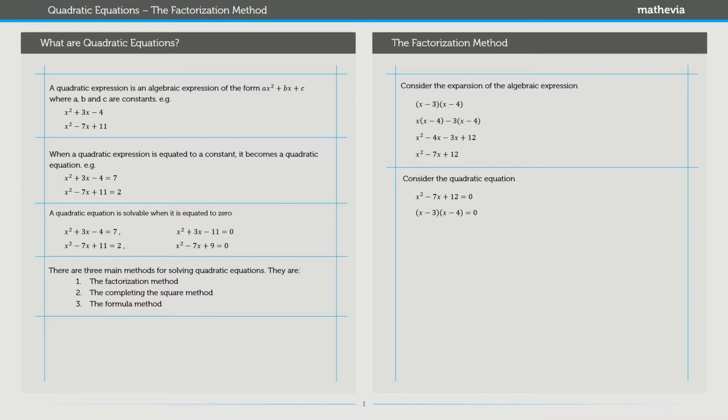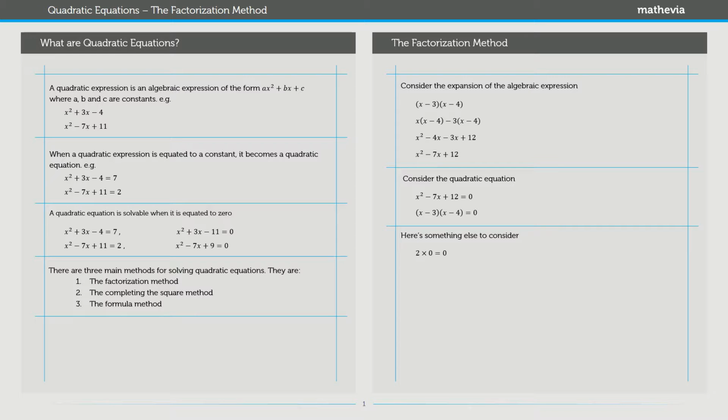Okay, so it will tell us that if you have a quadratic equation, x squared minus 7x plus 12 equals 0, you could write that out as x minus 3 multiplying x minus 4 equals 0. Okay, that's all you need to know for now. Very simple.